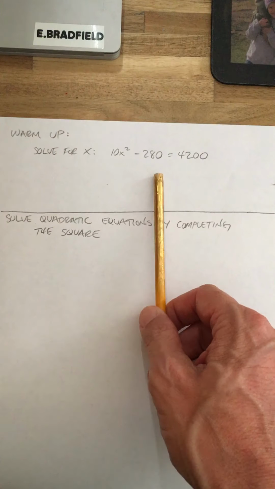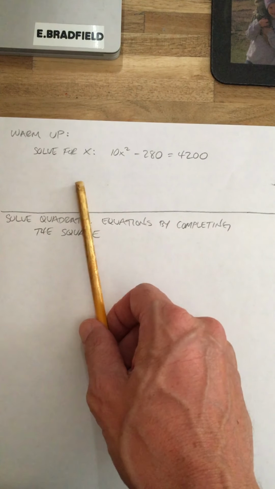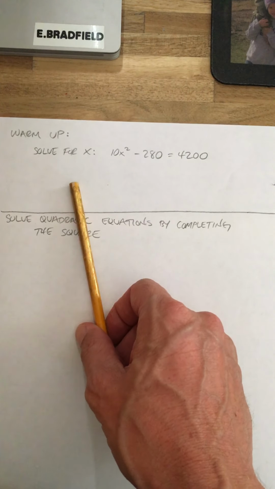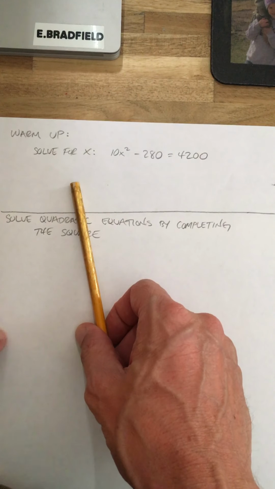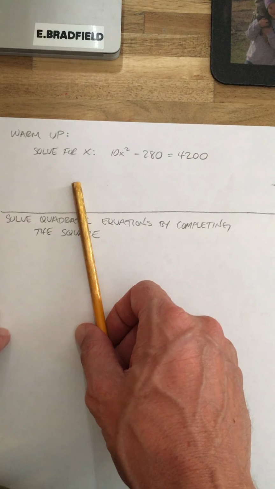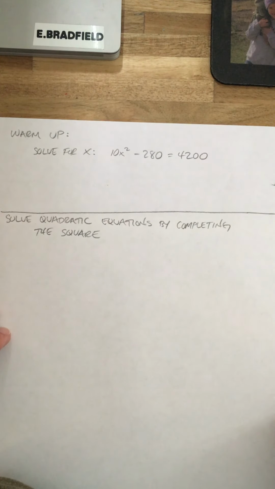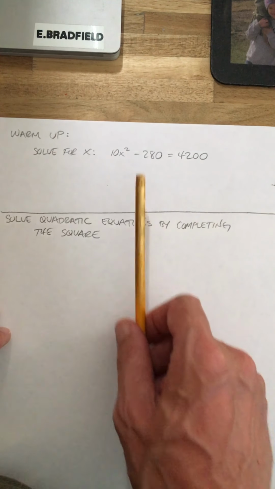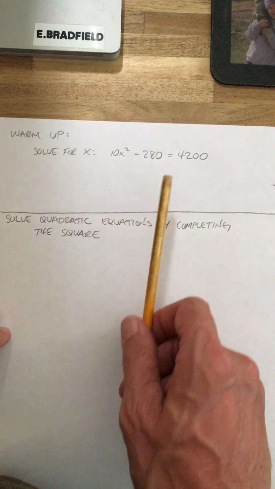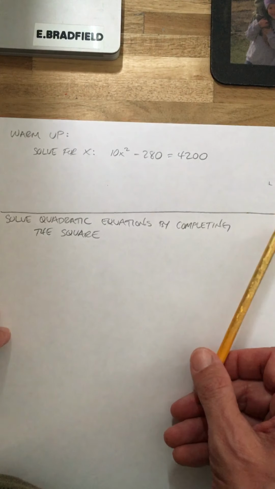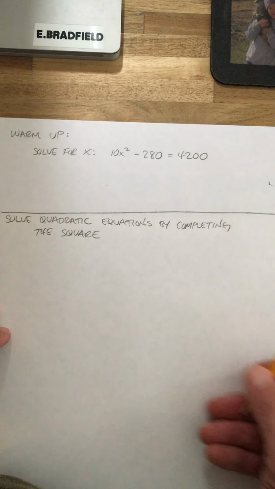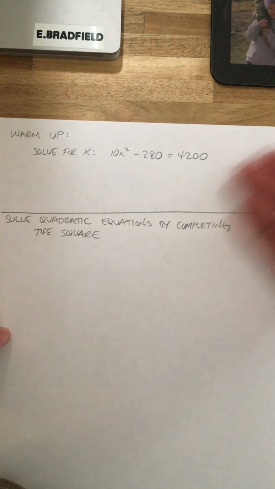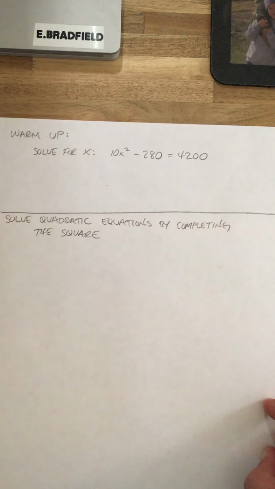This problem right here: you're going to solve for x, but we're going to use the method we just learned, where you take square roots on both sides. So solve for x squared, move the 280 over, divide by 10, take your square roots, and I'll see you in a couple minutes.